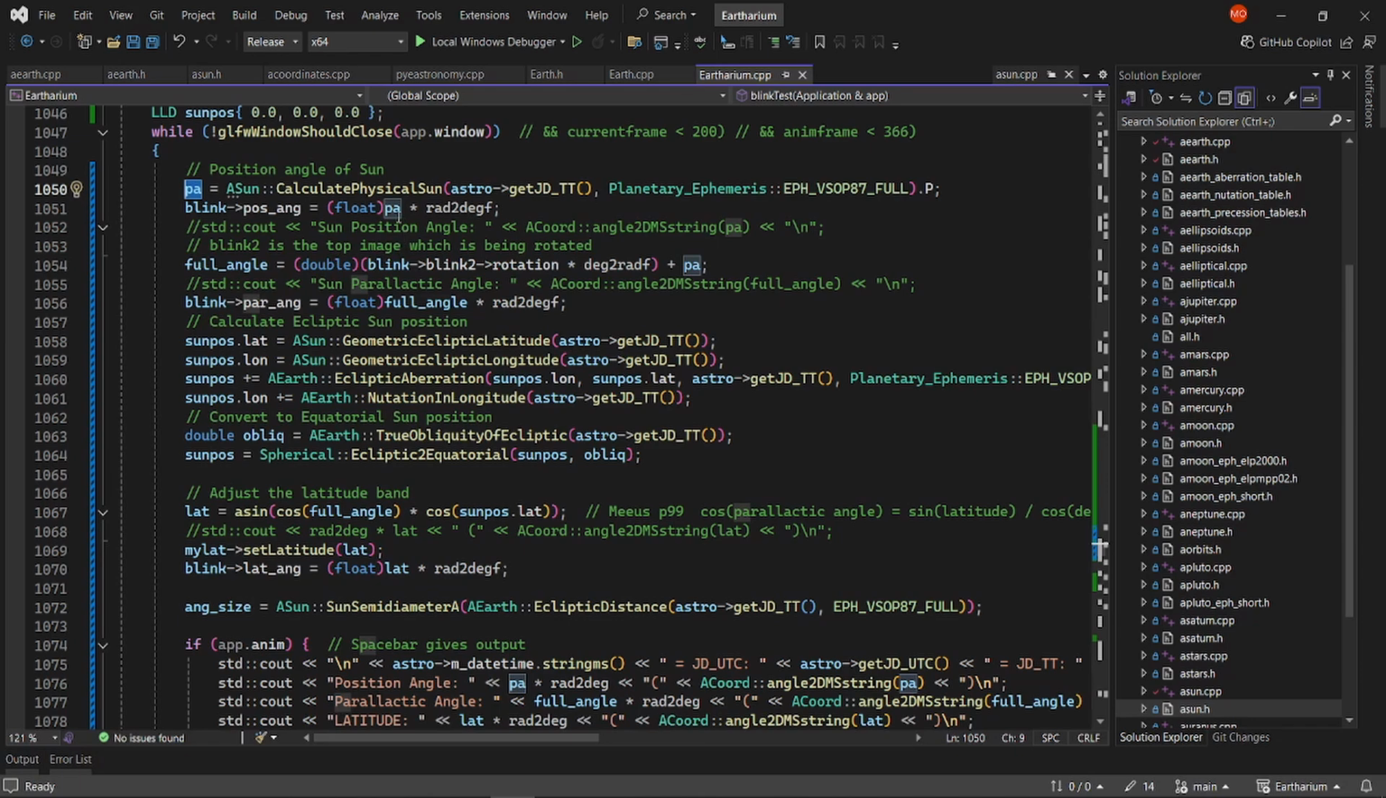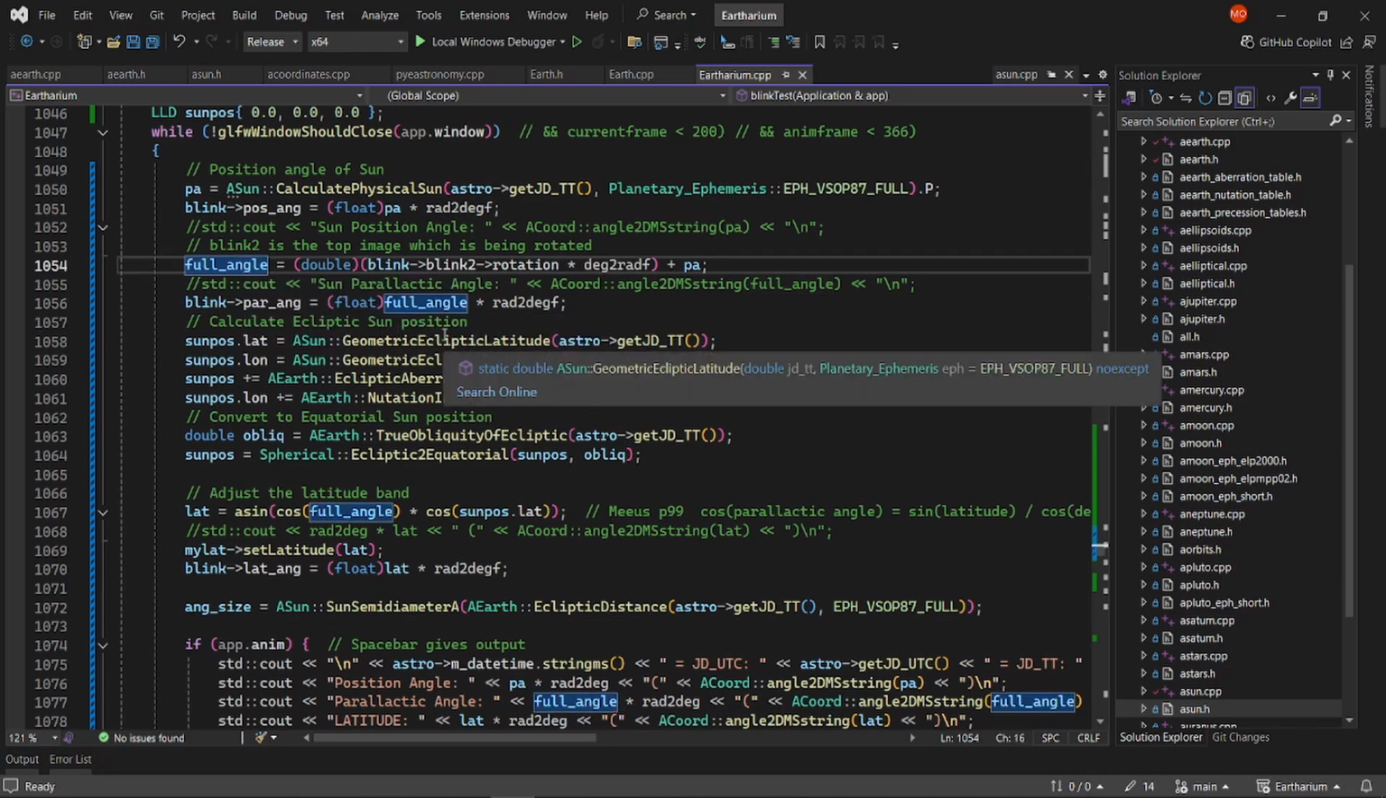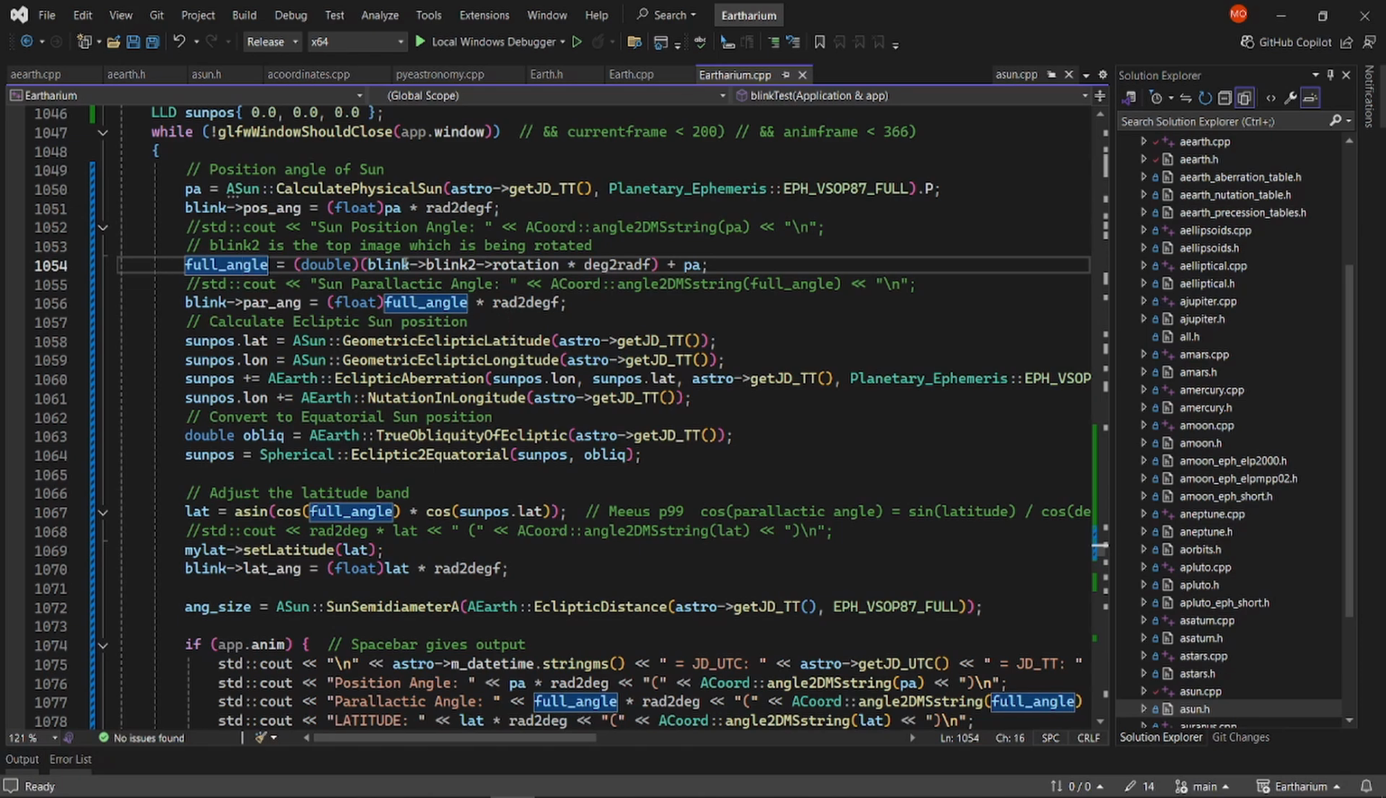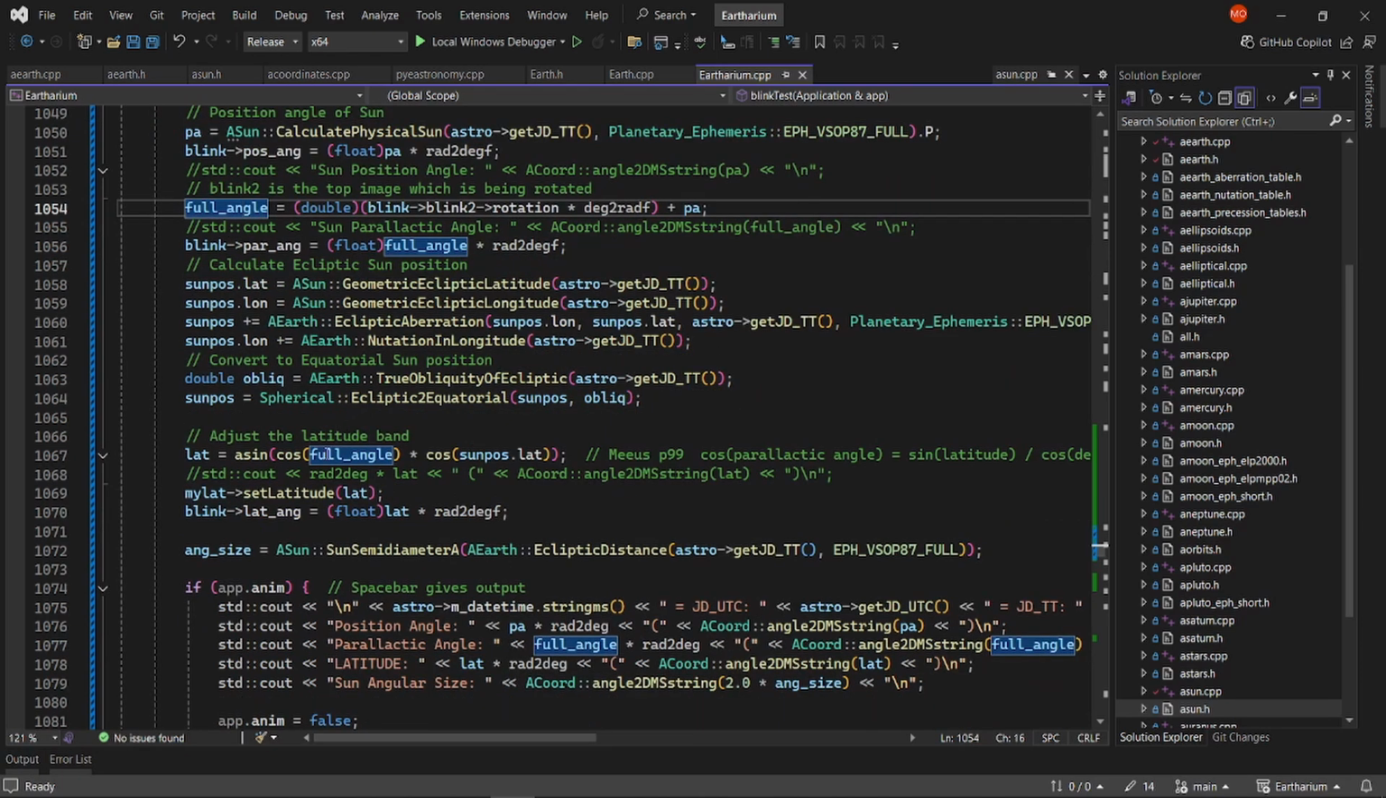And that's the angle that I need because the full angle, I call it here, but that's the parallactic angle that is measured not from the sun's north pole, but from the celestial sphere's north pole. And so I need to add those two up. They happen to be measured in opposite directions, so they add up instead of subtracting. And then I get the full angle here, and I use that full angle to calculate according to Charles's formula.